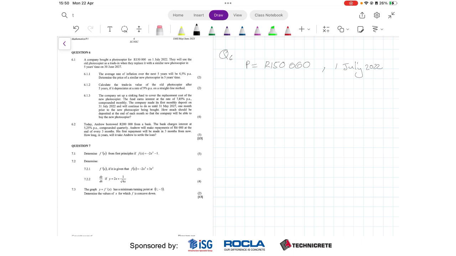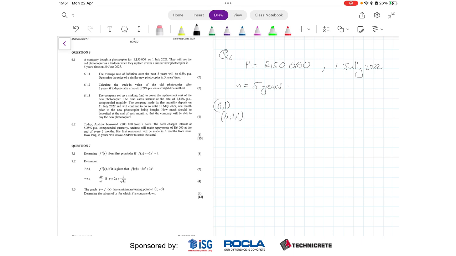They will use the old photocopier as a trade-in when they replace it with a similar new photocopier in 5 years time, on June 30, 2027. Okay, so they are going to purchase a new photocopier in 5 years time, right? In 5 years time, our n is equal to 5 years. Okay, wonderful. Now let's look at the first question, 6.1.